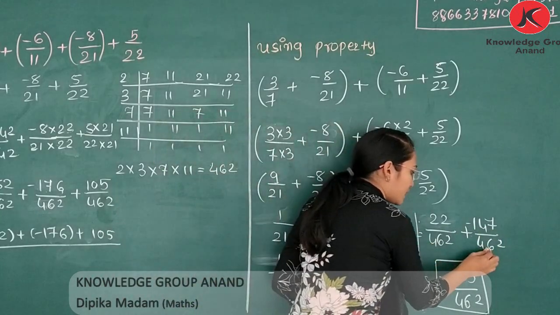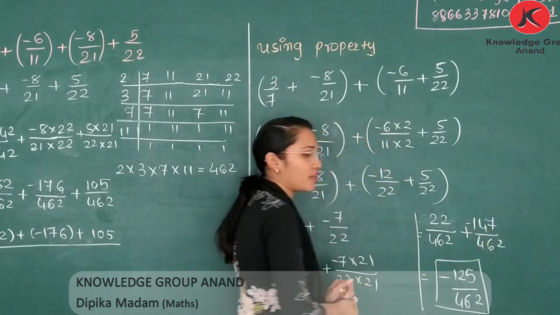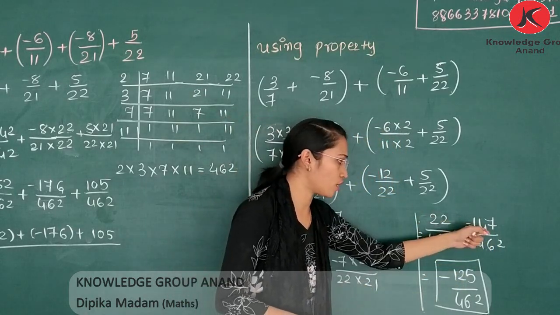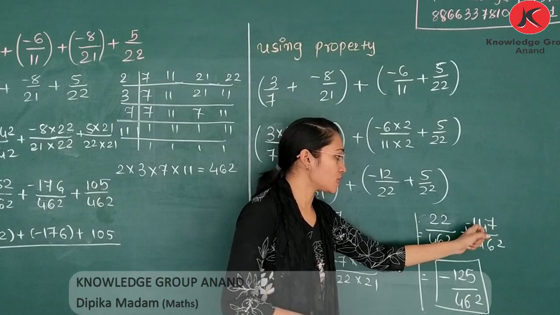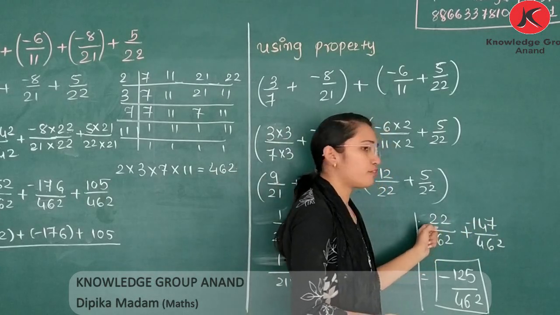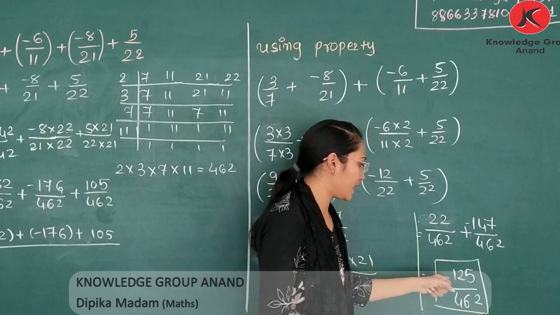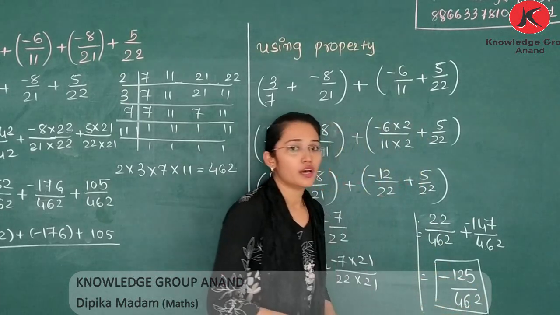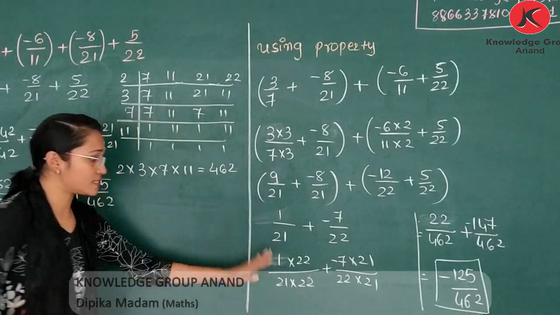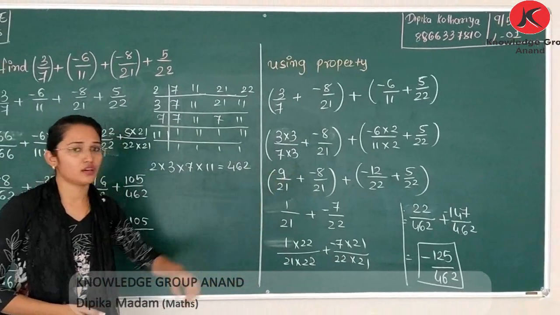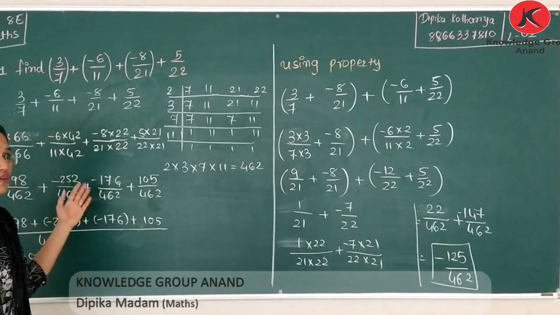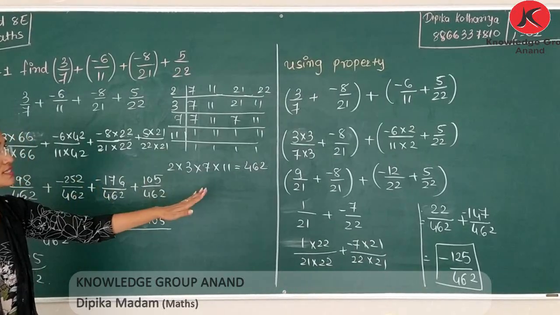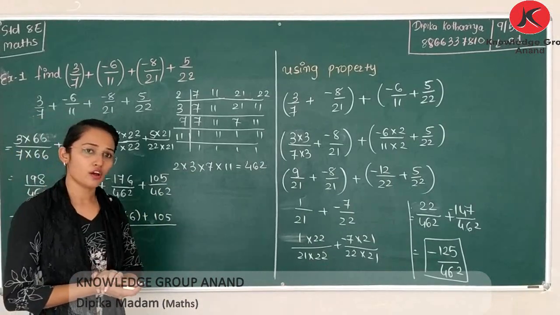Now the denominator is the same, so you can perform the addition of numerators. One is positive, one is negative, so it is a subtraction of numbers. If you subtract 147 from 22, you will get minus 125 divided by 462. Now you can see both answers are the same, but this method is easier than the first one, because in the first method we need more calculation, but the second one is simpler.